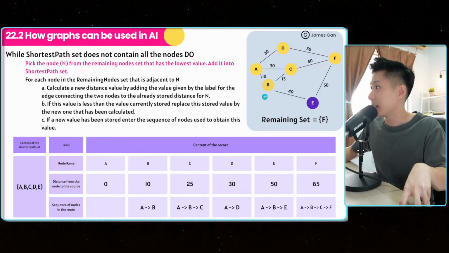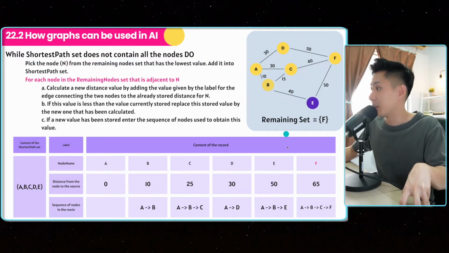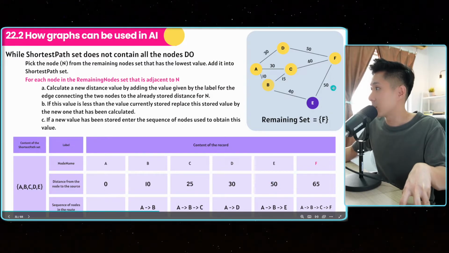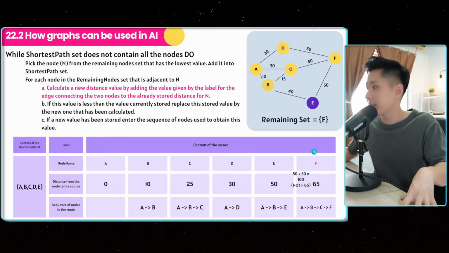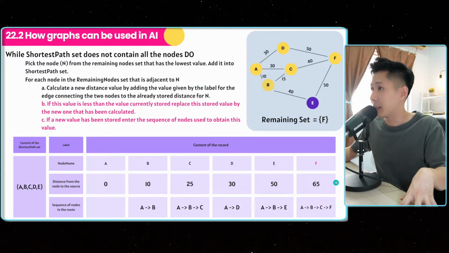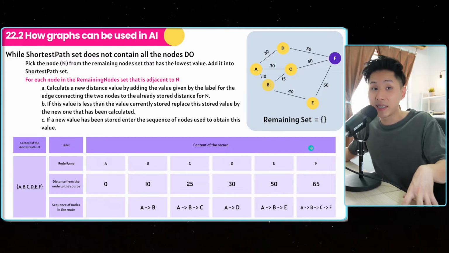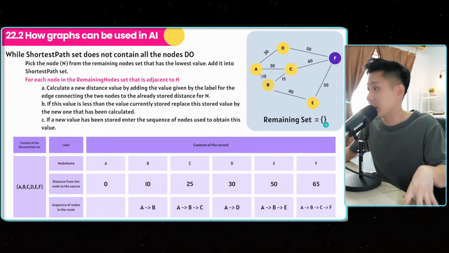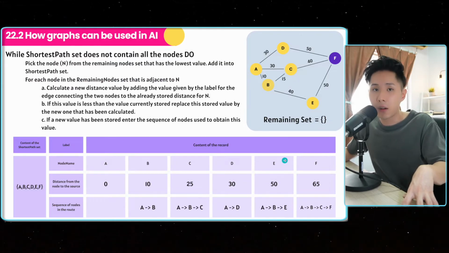And last but not least, I have E. Add it to the shortest path set. E again only has one neighbor. So E has a value of 50, and the edge is also 50. 50 plus 50 is 100. Not less than 65. I made a mistake earlier when I said greater. And so I don't update anything. So F is the last one because it has no adjacent node that is not in the remaining set. This is why nothing is done. So this is the final record of the data.